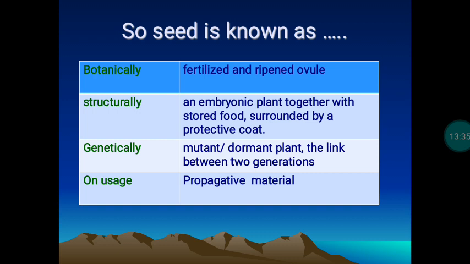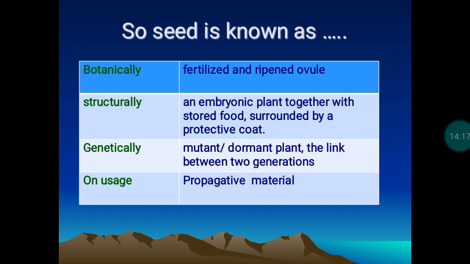The third definition is given by the geneticists. Based on their point of view, seed is defined as a mutant. Mutant means it's a miniature plant. For example, take a banyan tree. Once that banyan tree forms the fruit and the seed is developed, that much bigger banyan tree is going to be there within the seed in the form of an embryo. It is hardly less than a millimeter in size. Within that, the total tissues corresponding to the entire banyan tree development are going to be there. Because of that, they define seed as a mutant.